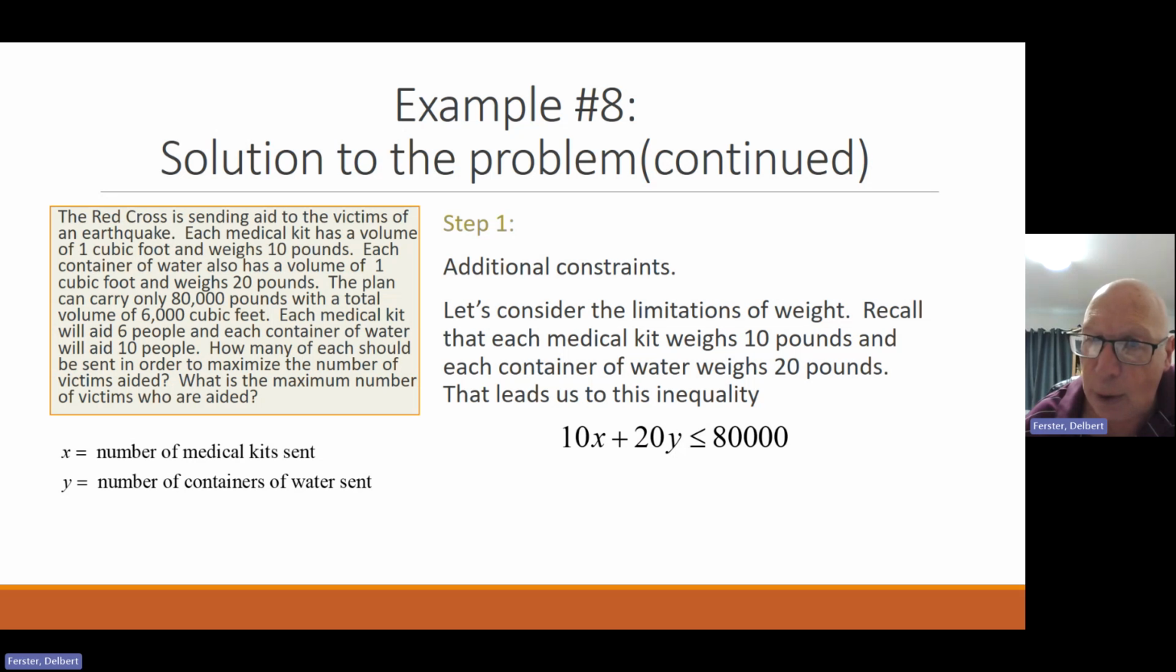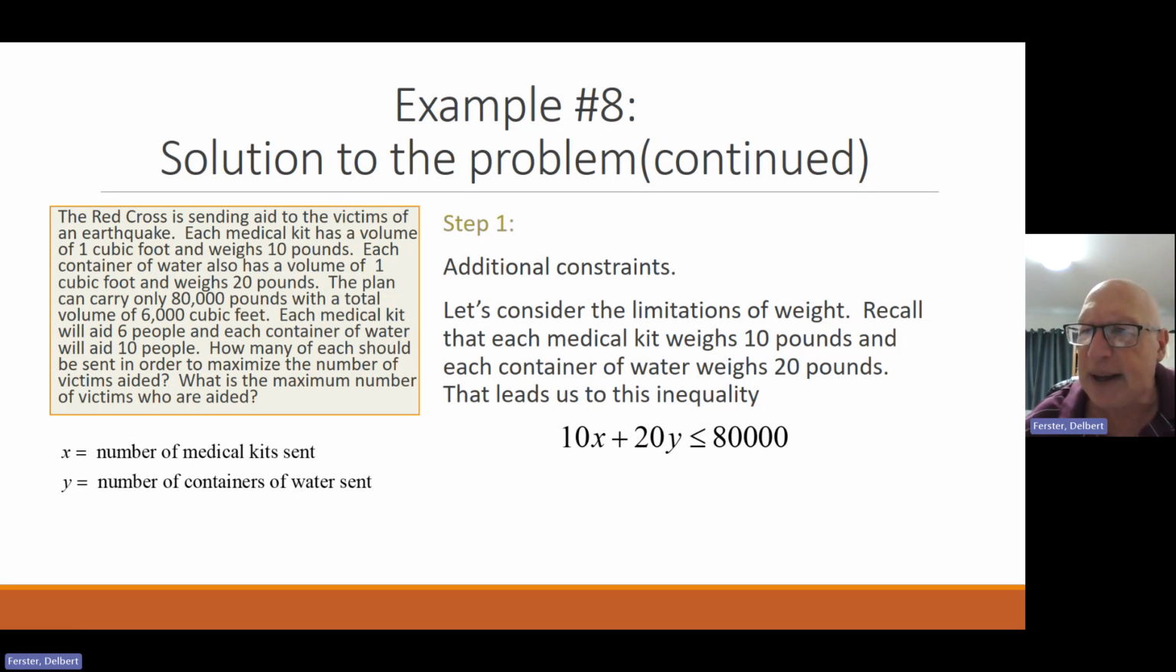There's another constraint here based on weight. The plane can carry at most 80,000 pounds. Here I did a better job. Each medical kit takes 10 pounds worth of weight. So that's 10 times X. Each container of water takes 20 pounds. So that's 20 times Y. And again, over on the extreme left side, you see I keep reminding us what each of these X's and Y's are representing for our solutions of the problems.